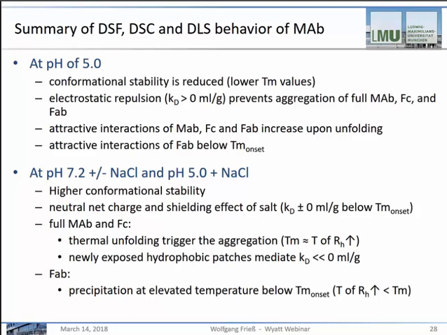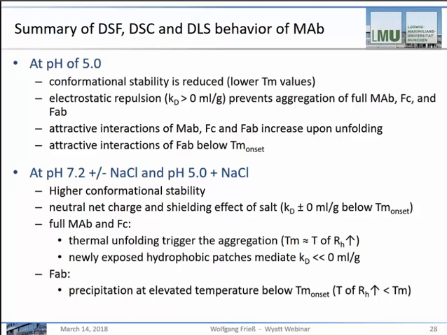At the higher pH, without or with salt, and also at the lower pH with salt, we have higher conformational stability. The neutral net charge and shielding effect of the salt are important. For the full mAb and the Fc, the thermal unfolding is triggering the aggregation, and the newly exposed hydrophobic patches mediate a reduction of KD.